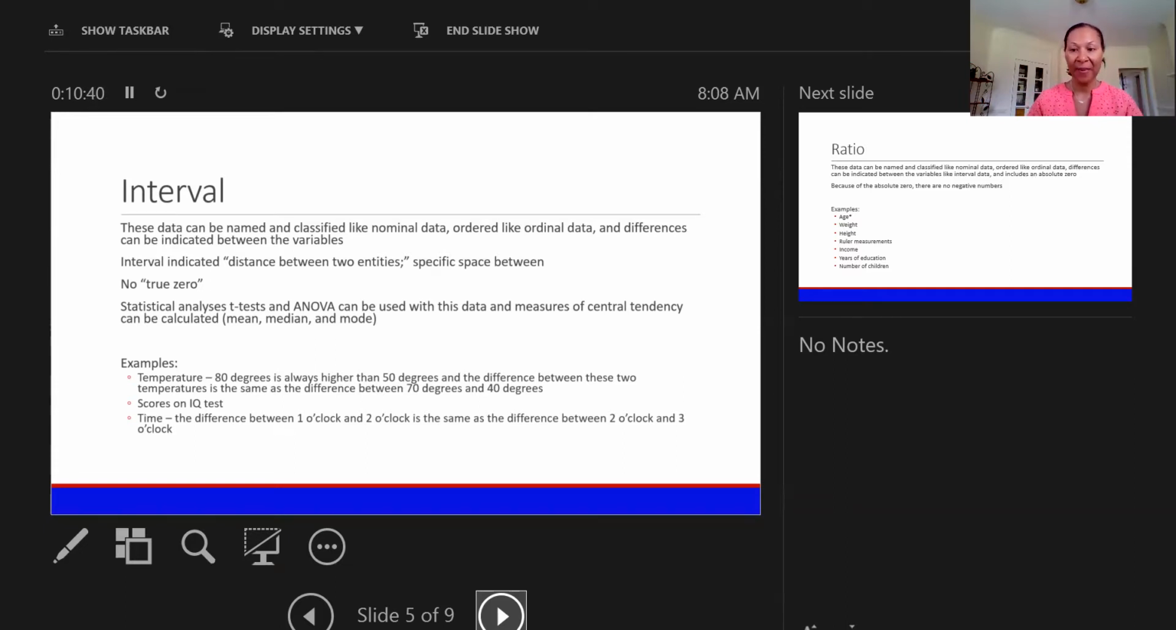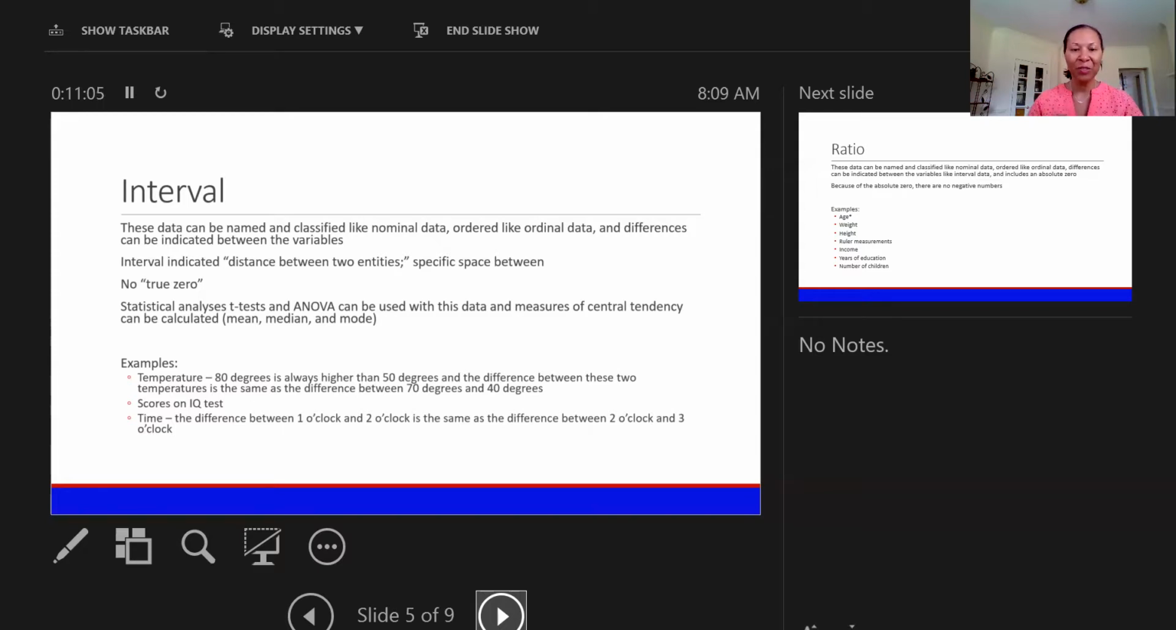There's a specific space. So because of that, we can move into using some more sophisticated statistical analyses. So we can run t-tests, we can run ANOVAs, we can measure central tendency, things like mean, median, and mode. So some examples of interval data include temperature. So 80 degrees is always higher than 50 degrees.